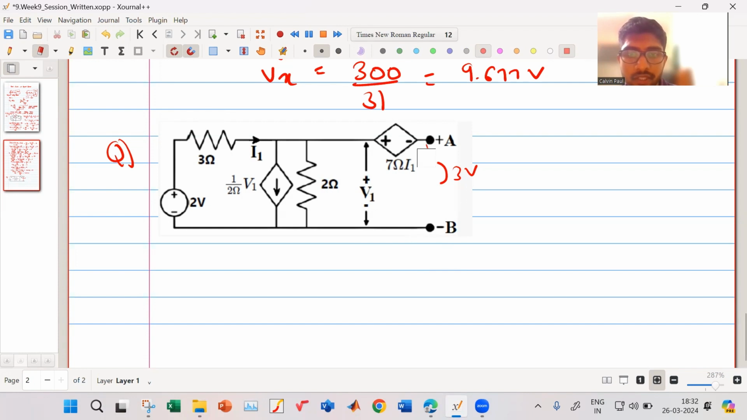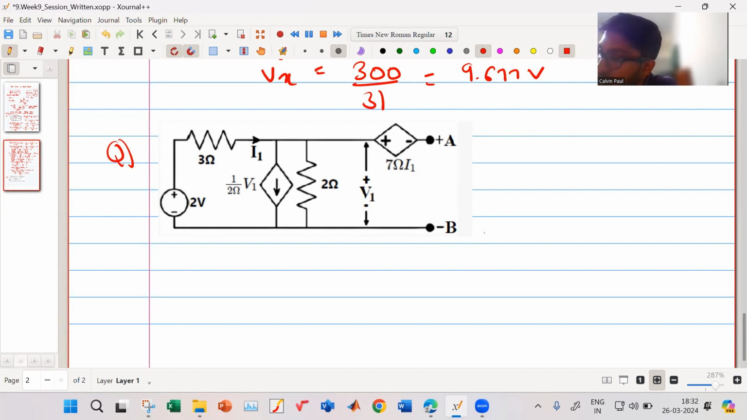Okay. So now, suppose you want to solve this circuit using Thevenin's theorem. You want to find the Thevenin's voltage. So what will you do then? How will you solve it? Sir, V1 is the Thevenin's voltage. Yes, sorry, V1 plus 7I1.